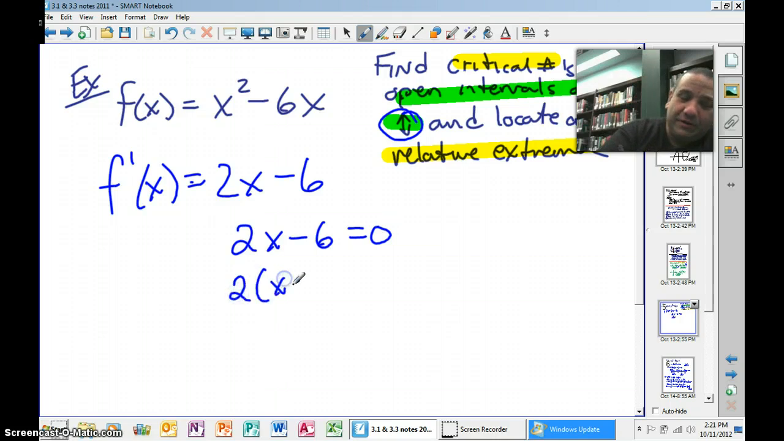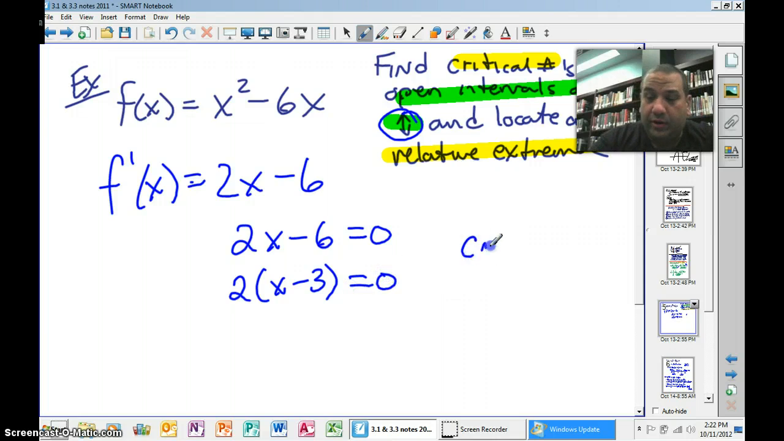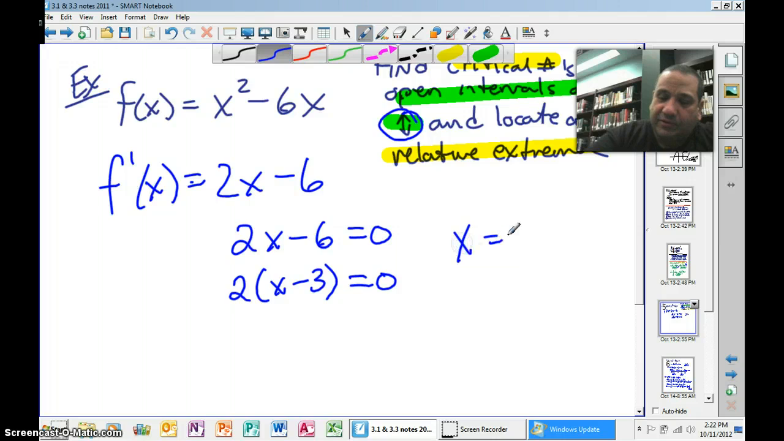Factor out a 2. And we get a critical number. x equals 3 is a critical number. So now we're going to test that critical number. We put 3 here, and now we're going to look.